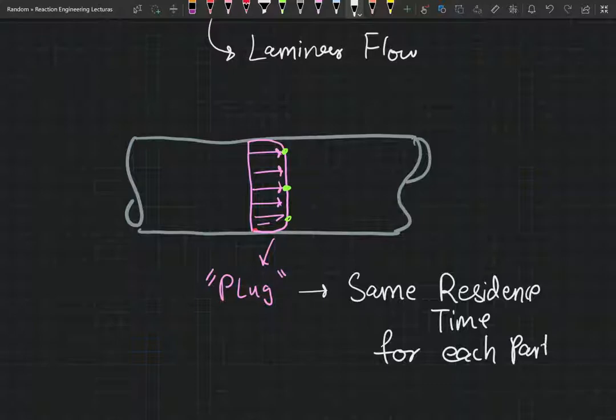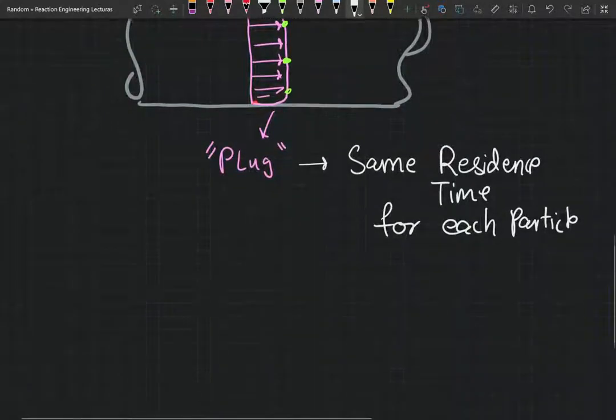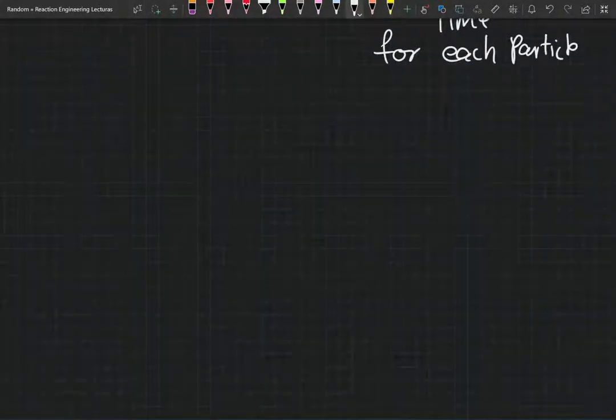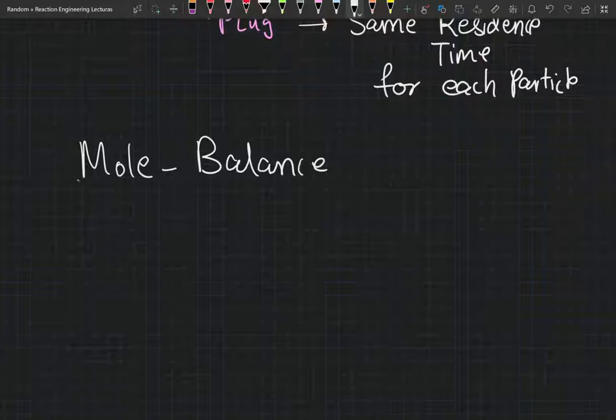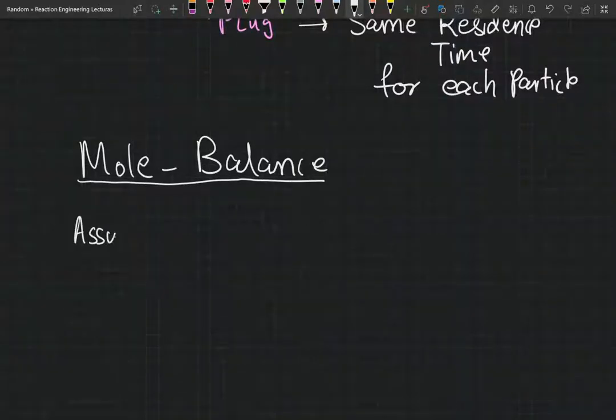Okay, let me just write that down, and now we shall move on to the mole balance. We need to derive the mole balance for a plug flow reactor. And all of these plug flow reactors, oops, my tablet once again is giving me a hard time. So the assumptions are going to be as following.